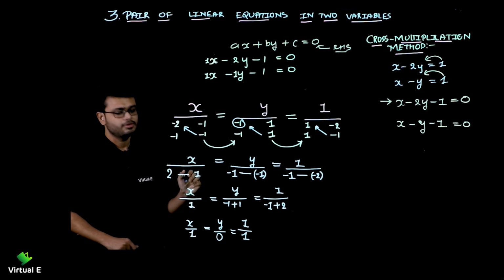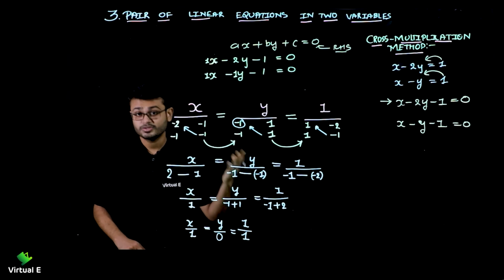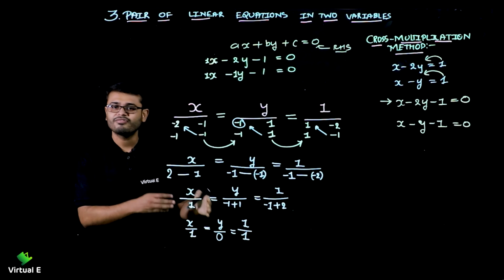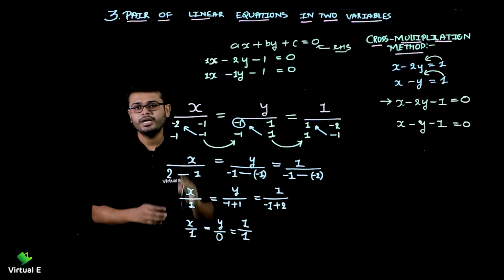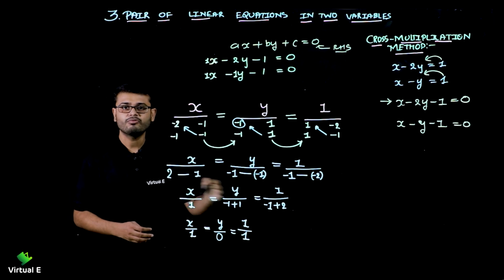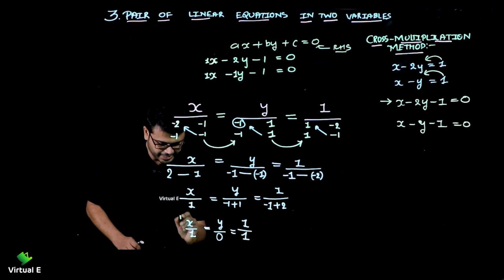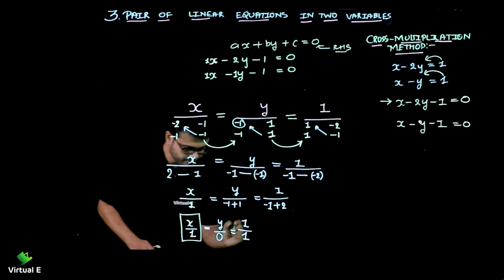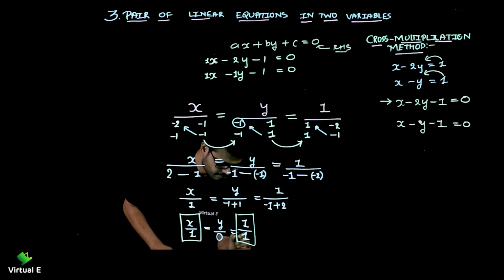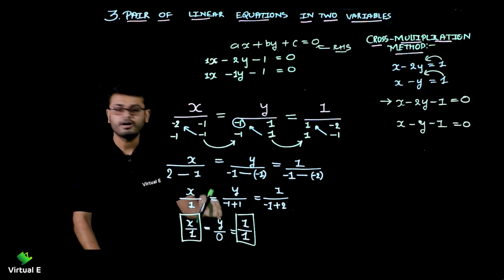Okay, so now what to do? This is easy to understand so far. Now how to get value of x and y? We are not going to equate all 3 things at the same time. We are taking one by one. We are taking the value of x over 1 along with the constant, because we want value of x. So we are ignoring y for a while.